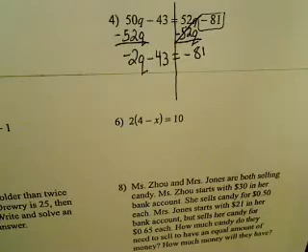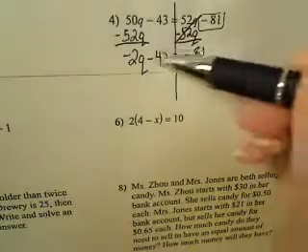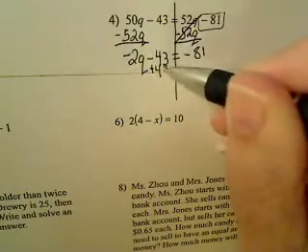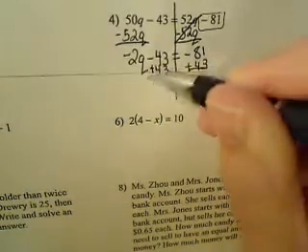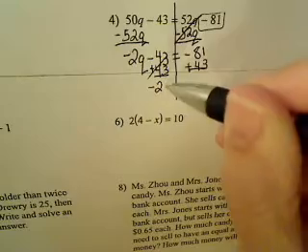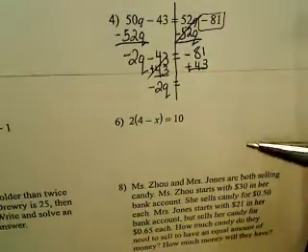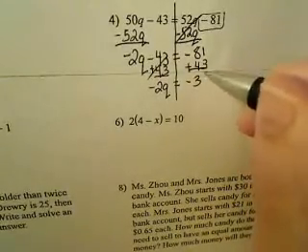Now this is a two-step equation. I'm going to do the inverse of adding or subtracting on the same side as the variable. So I'm going to add 43 here, and I'm going to add 43 here. And that gives me a negative 2Q equals, and then this is going to be a negative 38.